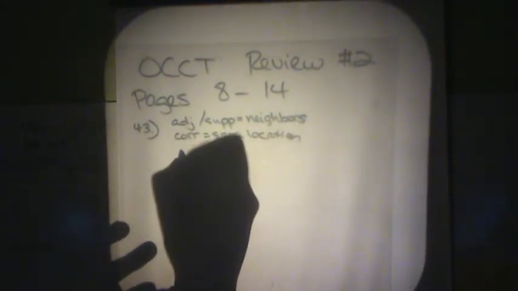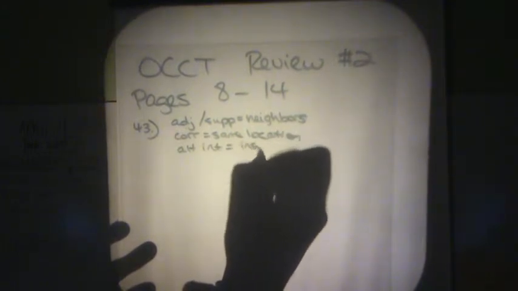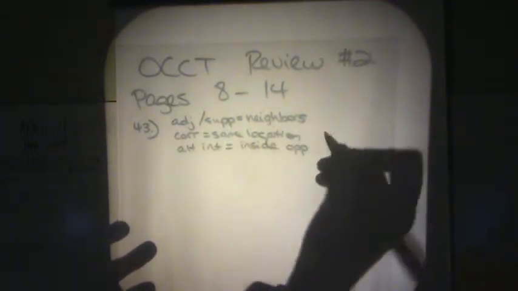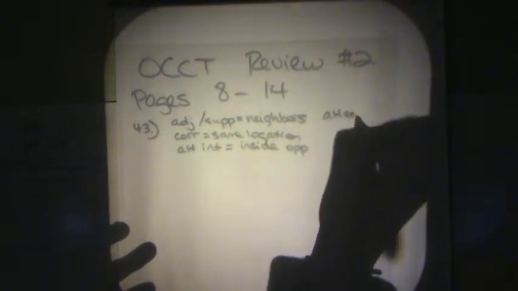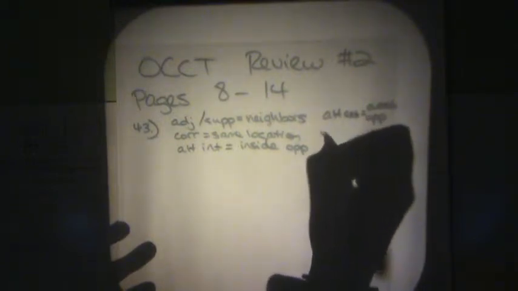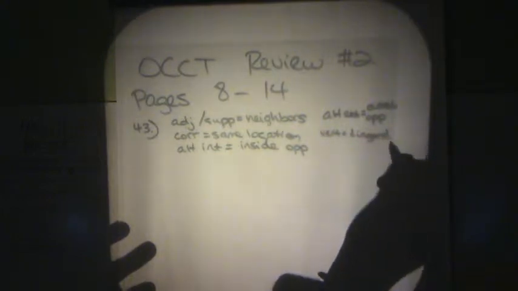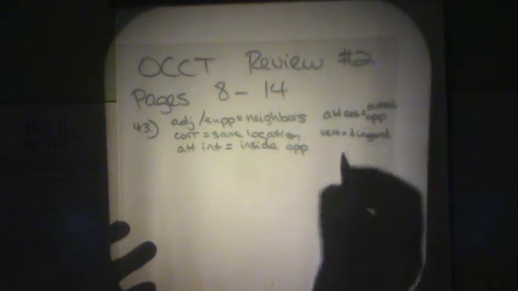Let's see, what are some of the other ones? Alternate interior is inside opposites. Alternate exterior is outside opposites. Vertical is diagonal. Am I missing anything? Complementary we actually didn't go over, so you don't even need to worry about knowing it.